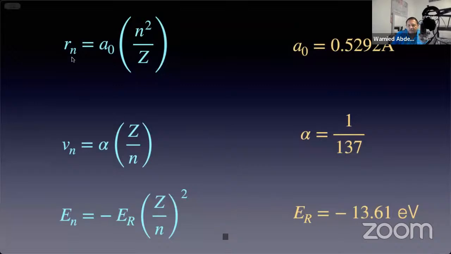This is the radius of the Bohr atom, given by this formula. Remember, it's proportional to n and inversely proportional to Z. The velocity is given by this formula here, and the energy level is given by this formula here.